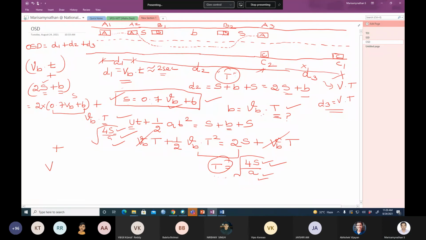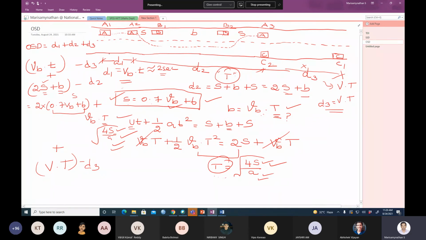Finally, design speed into T. The T that we have estimated, the square root of 4S divided by A, when you apply it, that is considered as D3. So this is the equation for estimating the overtaking sight distance. I hope you are getting it. The logic is very simple.